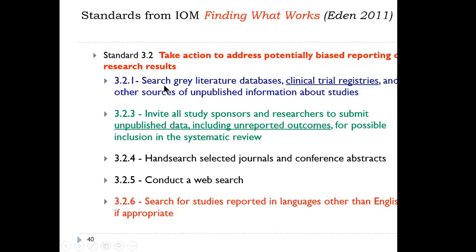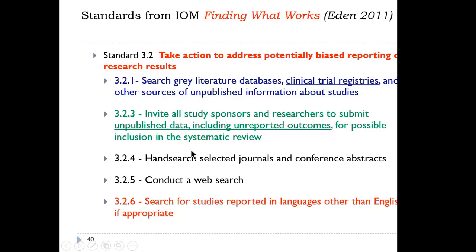Okay, and search gray literature databases, clinical trial registries, and other sources of unpublished information about studies. The standards say that you need to search gray literature. We will come to that later. And invite all study sponsors and researchers to submit unpublished data, including unreported outcomes, for possible inclusion in the systematic review. So if you think that there are some unreported and unpublished data which are very important to your research question, then you will have to clarify those things with the sponsors, authors, or researchers, right?